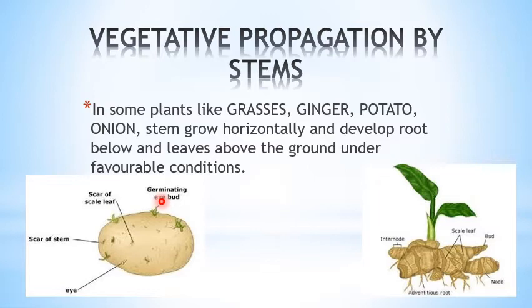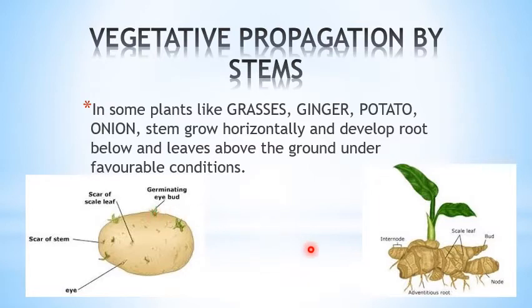And if you take that green bud and sow it into the soil, you will get a new potato plant. This is how vegetative propagation takes place by the stem. So potato is the edible stem. This is the eye. This is a scar of stems, with the scale leaves in between them, and the germinating bud, which is again the adventitious bud. And if you sow them into favorable conditions, they will come out with a new plant.